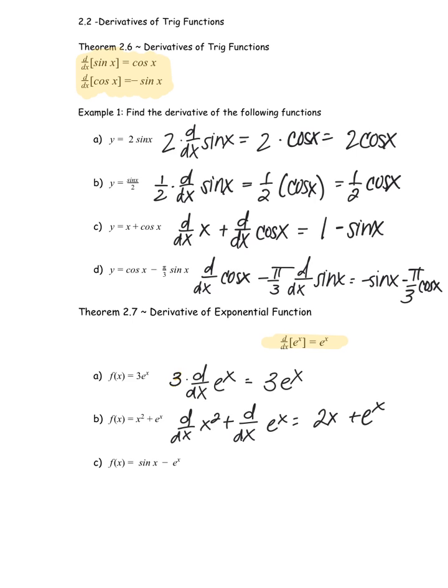Right? Next one, now we're going to do a trig function in that. So derivative of sine x minus the derivative of e to the x. So that gives me cosine x minus e to the x.